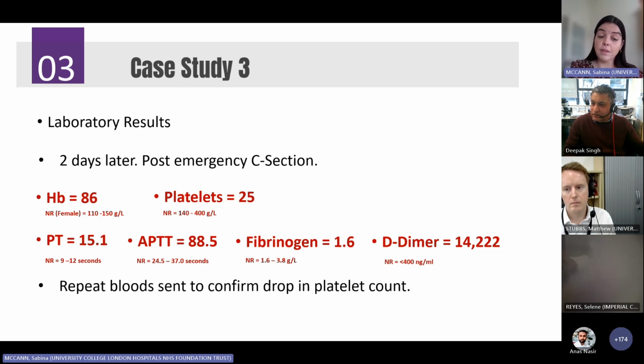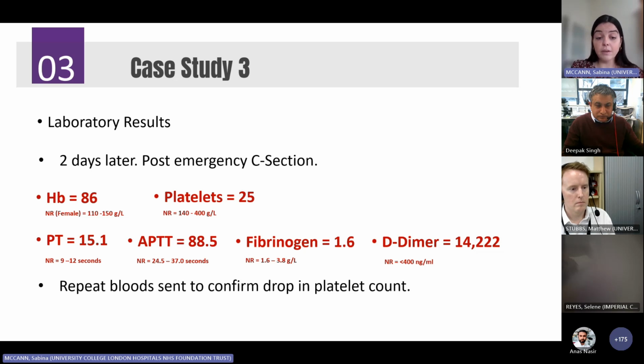Post-surgery, the patient had bloods taken again with a hemoglobin of 86 and a dramatic drop in platelets to 25. Her coagulation screen again was abnormal for the PT and APTT at 15.1 and 88.5 respectively. However, the fibrinogen was just within normal range due to the concentrate. At this point, the clinical team also did a D-dimer, which came back as 14,222, which is grossly abnormal as the local normal range was less than 400.